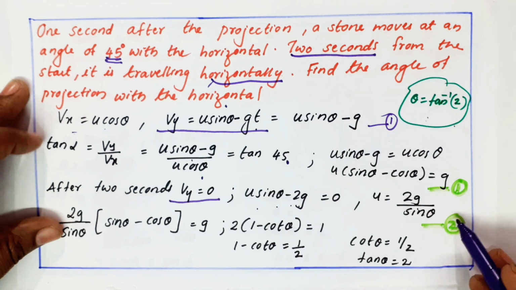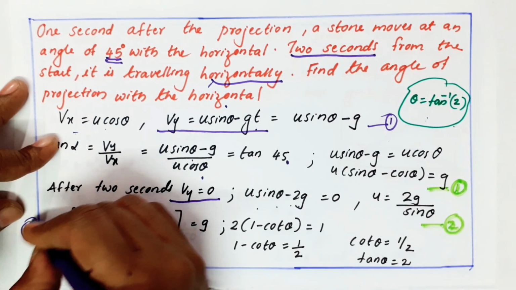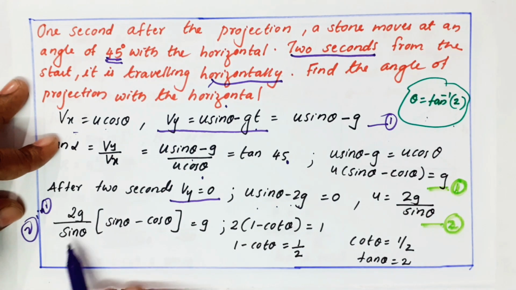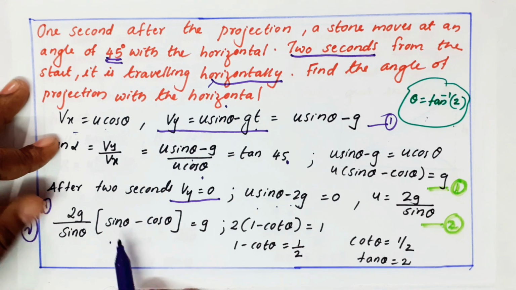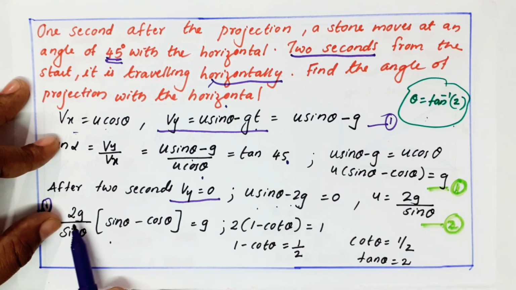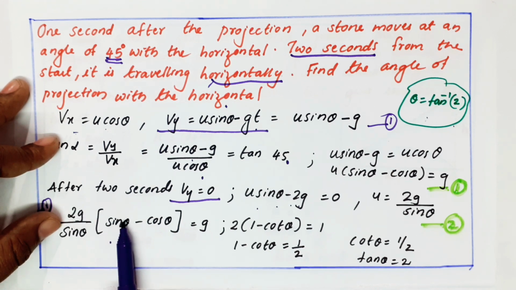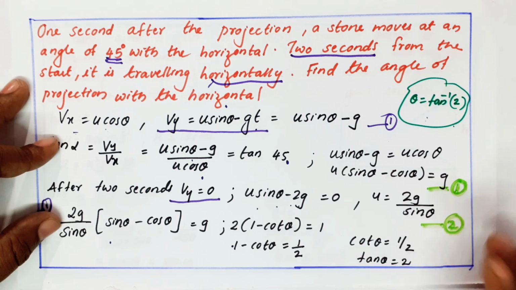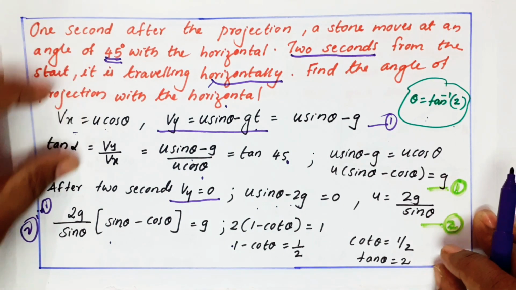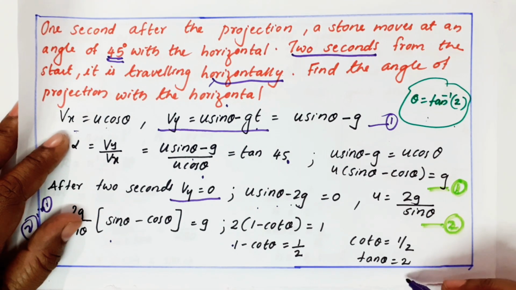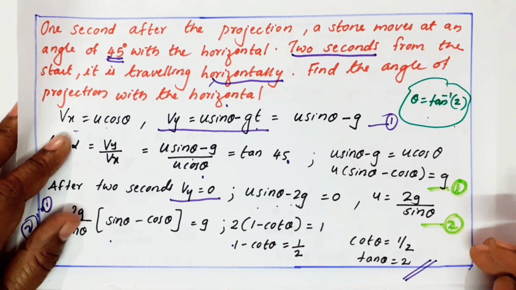Next is a simple thing, I am substituting 2 in 1. Substitute 2 in 1. So what happened? 2g by sin theta into sin theta minus cos theta equal to g. Then g gets cancelled. Sin theta becomes 1. So it is 2 into 1 minus cos theta by sin theta, which is cot theta, equal to 1. 1 minus cot theta is 1 by 2. Cot theta is half. Therefore, what is theta? Tan theta is equal to 2. Cot theta equal to 1 by 2. Tan theta is equal to 2.